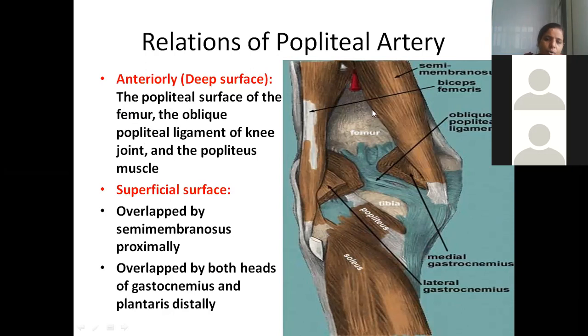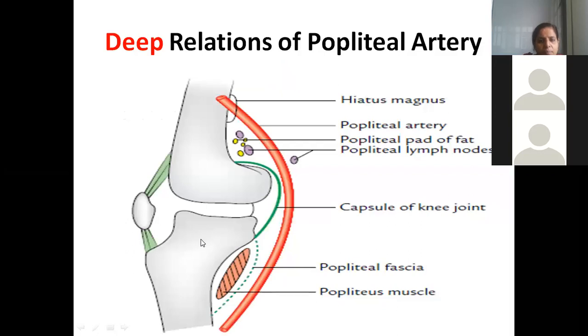When you cut the artery, you will see the deep relations of the artery. Deep relations are given as anterior. Superficial relations are given as posterior. That's it. Okay, deep relations: whatever you saw as the floor of the popliteal fossa, that is nothing but the deep relations of the popliteal artery. Okay, beta?